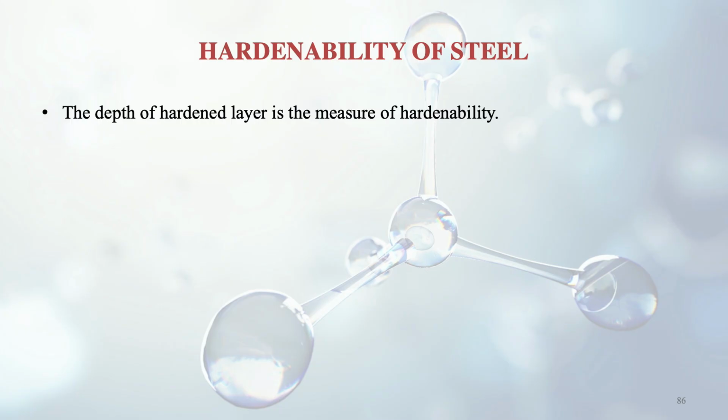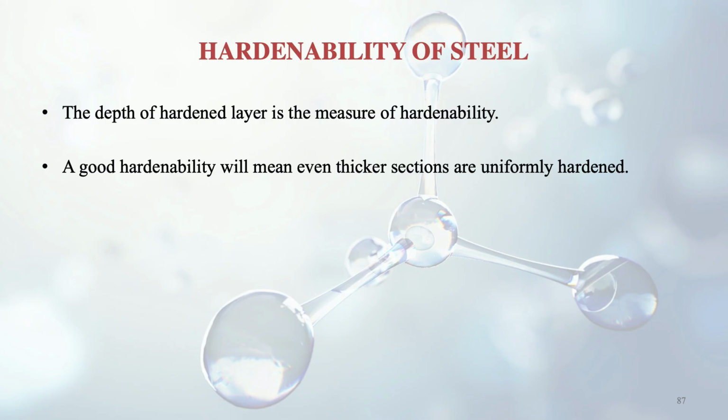The depth of the hardened layer is the measure of the hardenability. Suppose a material is thick up to a certain portion; then the depth of that hardened layer will give us the measurement of the hardenability. So good hardenability means even thicker sections are uniformly hardened. Suppose there is a very thick specimen, and if it is hardened in a proper manner, then even its inner portion will be quite hard.